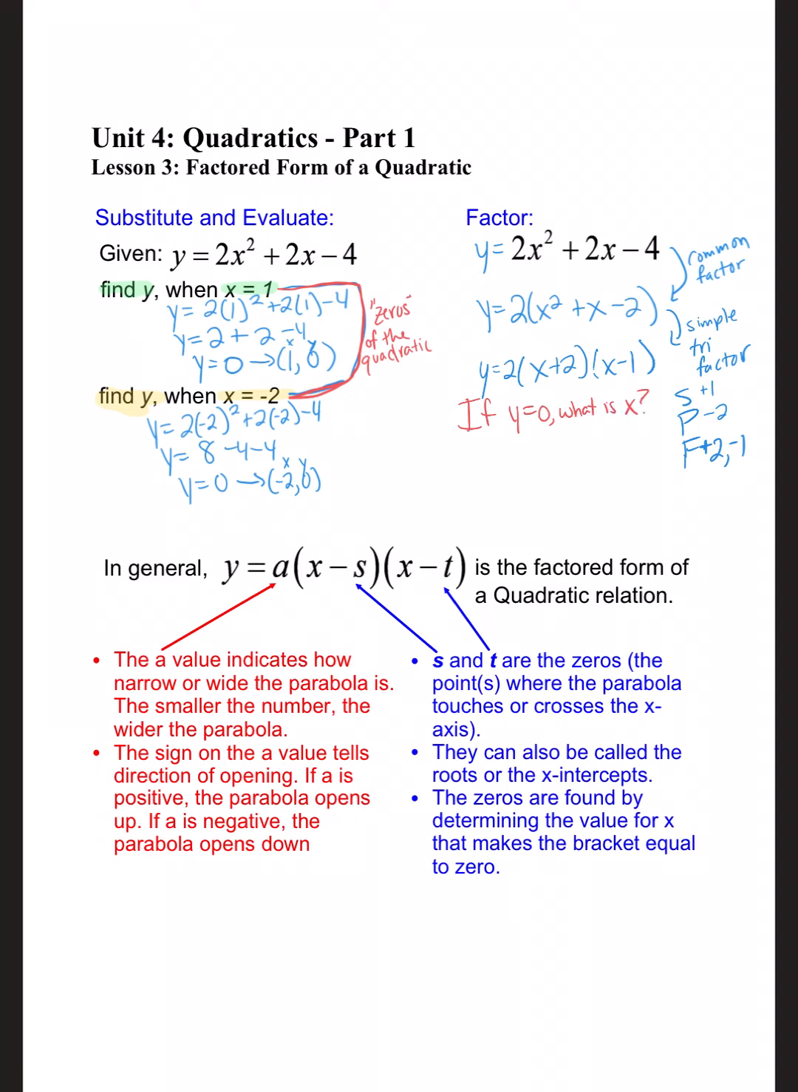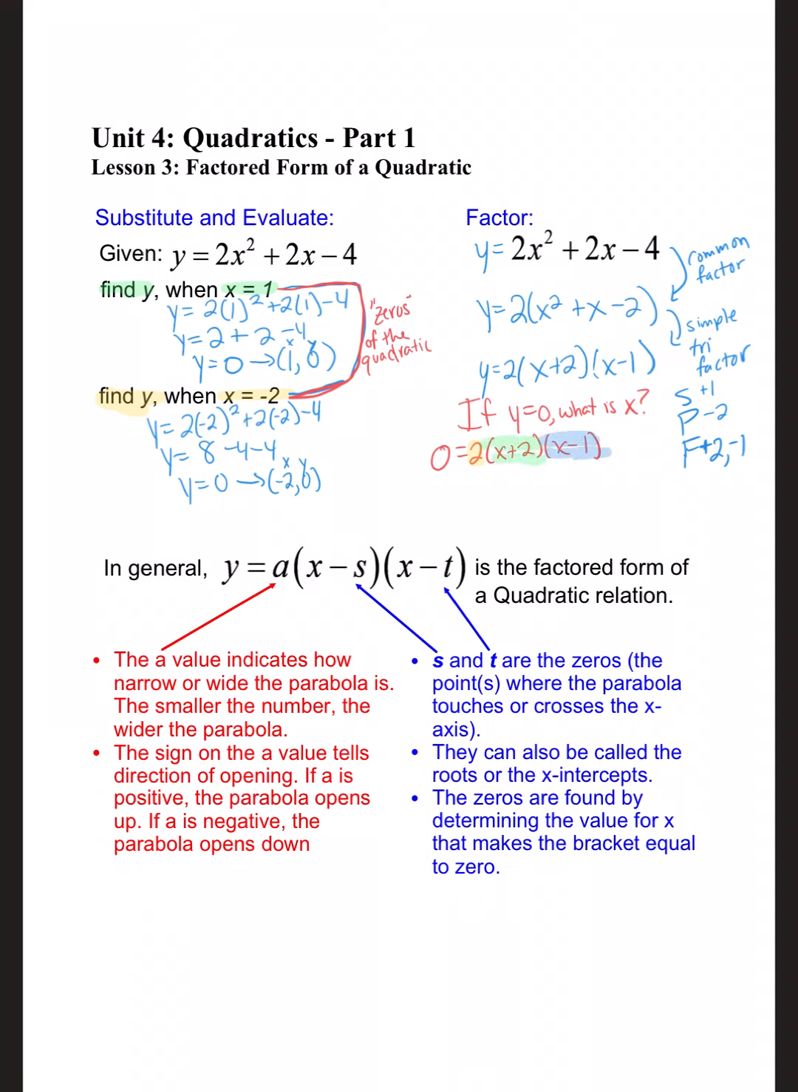Right? So if y equals 0, what is x? So we're going to sub in a 0 for y. And then we'll figure out what x is going to equal when this happens. Once you get to this point, we start looking at the fact that we have three things being multiplied together. We have 2, we have x plus 2, and we have x minus 1.